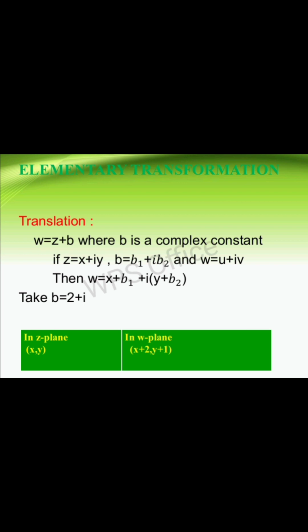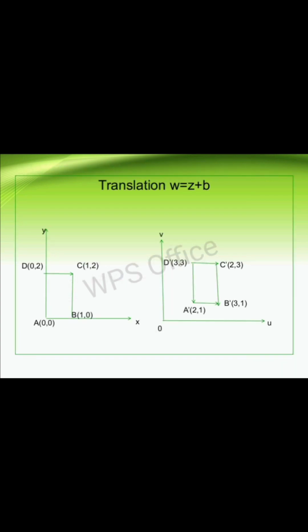Using the above result, take b equal to 2 plus i. What is the value of w? X plus 2 plus i into y plus 1. From the figure, under this transformation w equal to z plus b, let's see how the region ABCD in the z plane is changed in the w plane. Take a as 0, 0. The image point a dash is x plus 2 comma y plus 1, that means 0 plus 2 comma 0 plus 1. What is the value of a dash? 0 plus 2 comma 0 plus 1 means 2 comma 1.